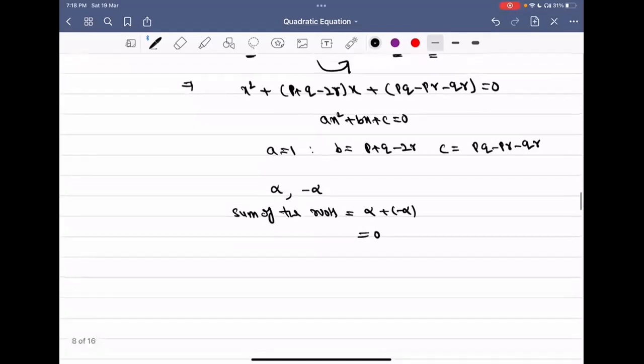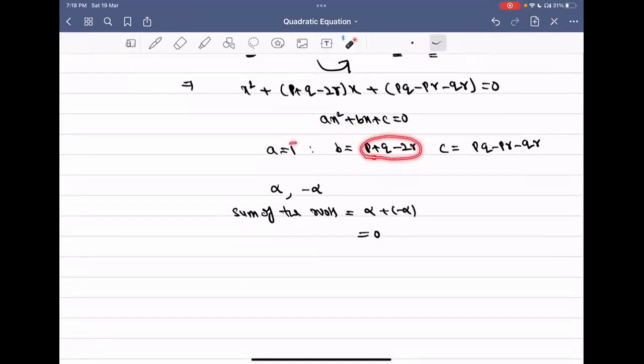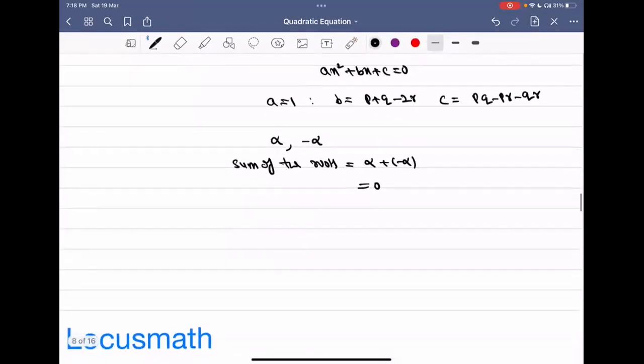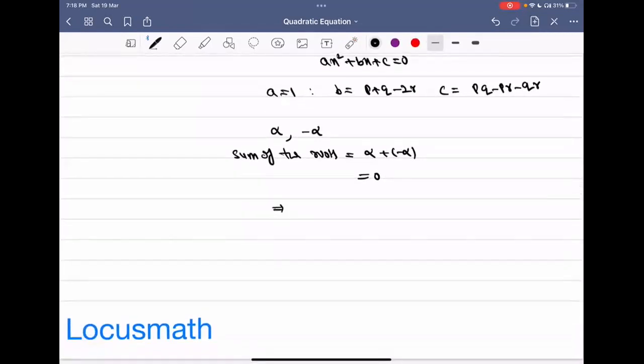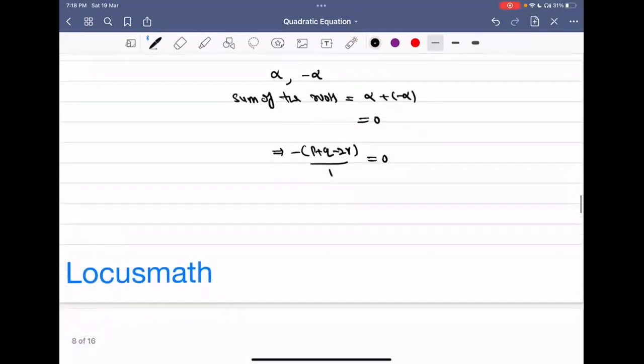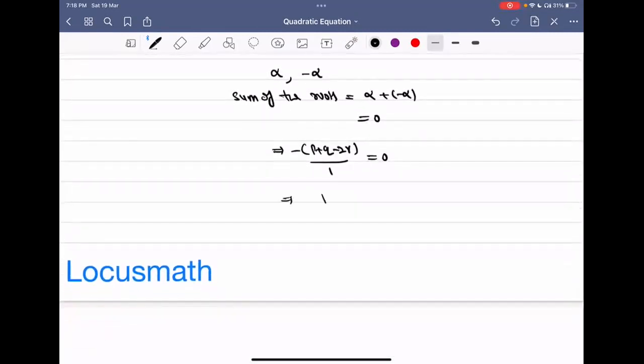But from this quadratic, what is the sum of the roots? Sum of the roots of this quadratic is minus b by a. So here minus b is minus of this one, a is 1 only. So this implies sum of the roots is minus p plus q minus 2r by a, that is 1, is equal to 0. So if you remove the minus, p plus q minus 2r is equal to 0. That implies p plus q is equal to 2r.